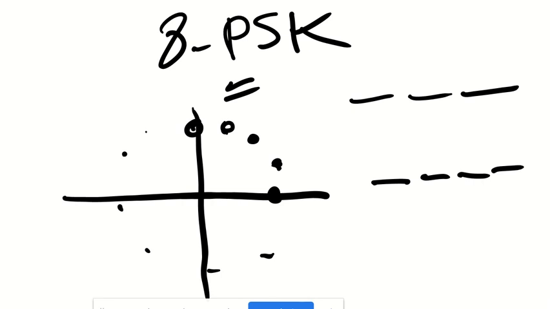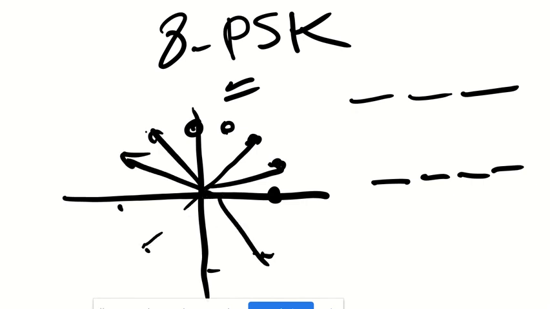But so far, the amplitudes were the same, right? I didn't change the amplitude. And all the dots fall on a circle. So far, when you look at this and your constellation diagram looks like a circle, you would know that it's a PSK method. But what about if I change the amplitude?